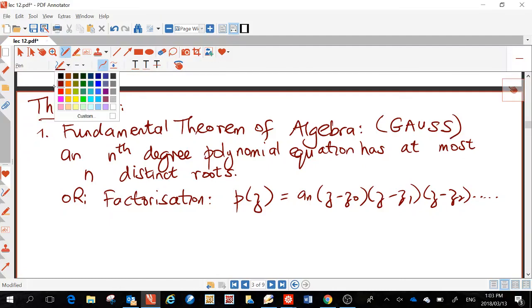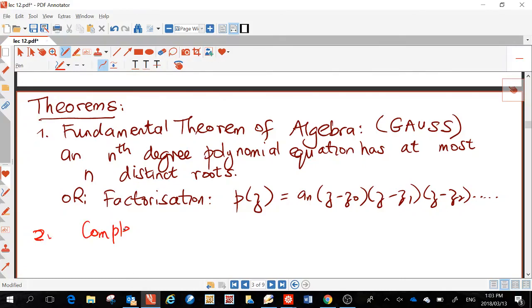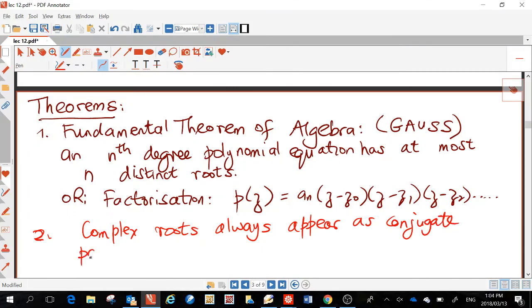The second theorem. There's a story behind it that I was building up to, but I see the clock is ticking. Complex roots always appear as conjugate pairs. Example, if 2 plus 3i is a root, so will 2 minus 3i be a root. So you can't just get a polynomial equation and just have 4 plus 5i as a root. It's obvious that 4 minus 5i will be there as well.